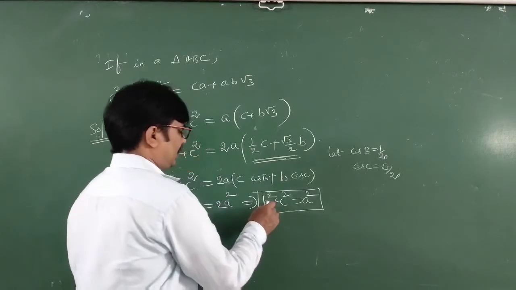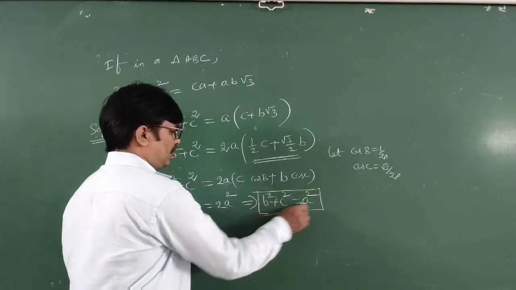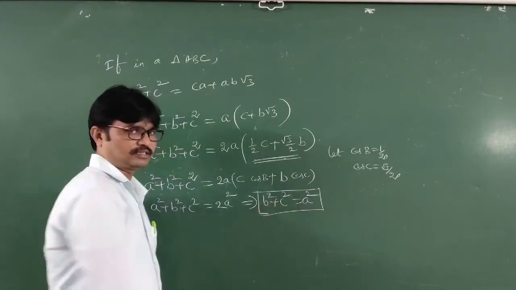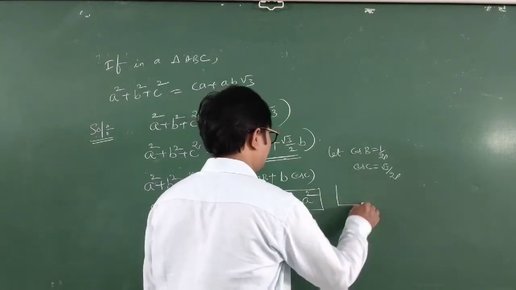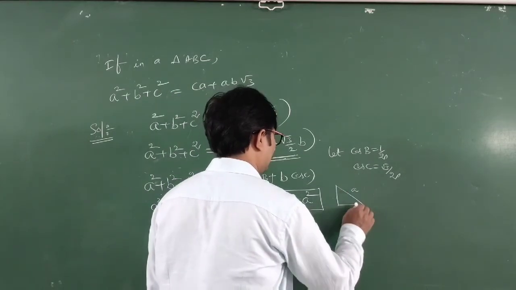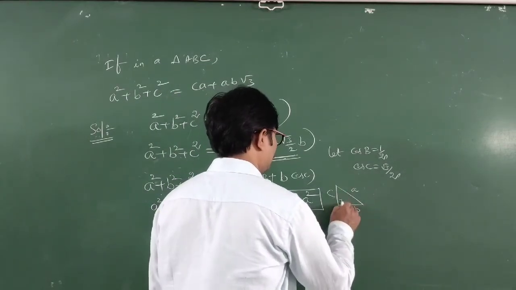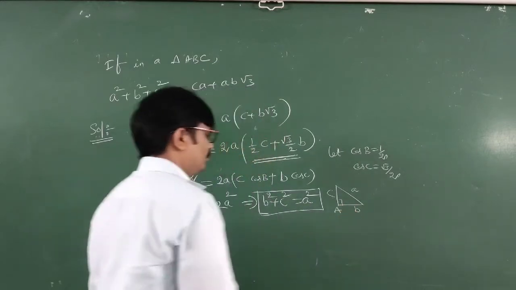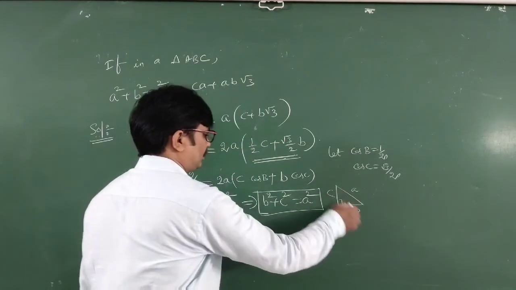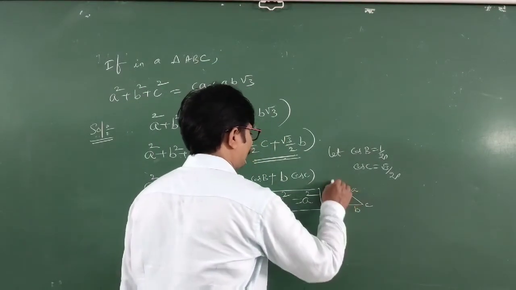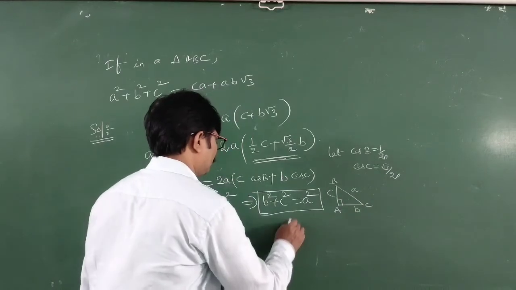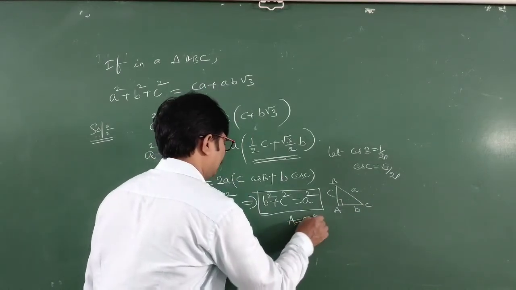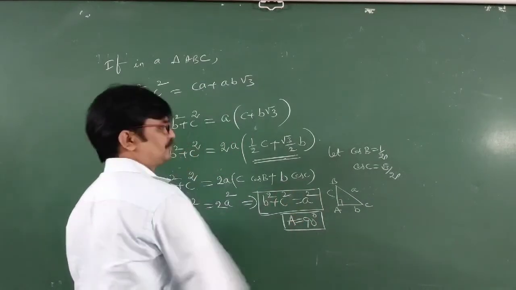What we observed here? Hypotenuse square equals side square plus side square. But students, what is here? This is a, this is b, this is c. Angle A. Hypotenuse square equals side square plus side square. Therefore students, from this angle A equals 90 degrees.